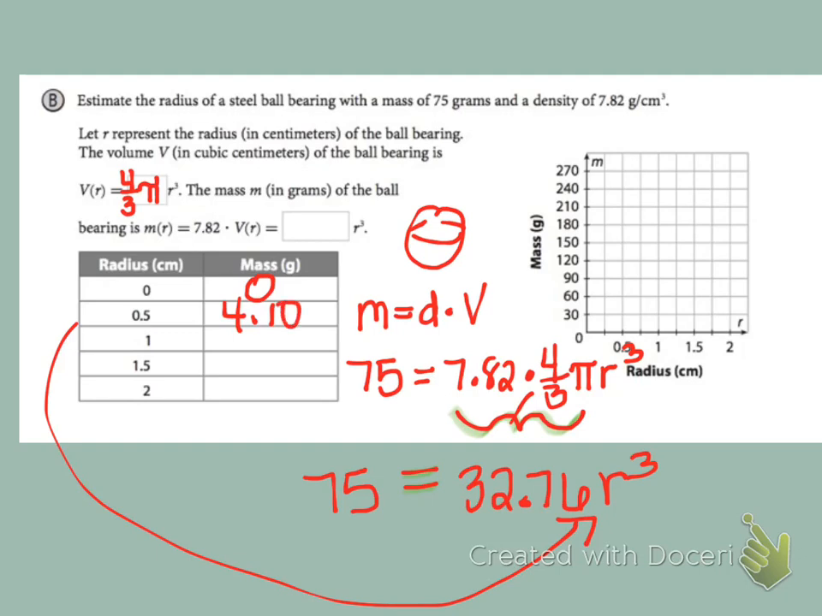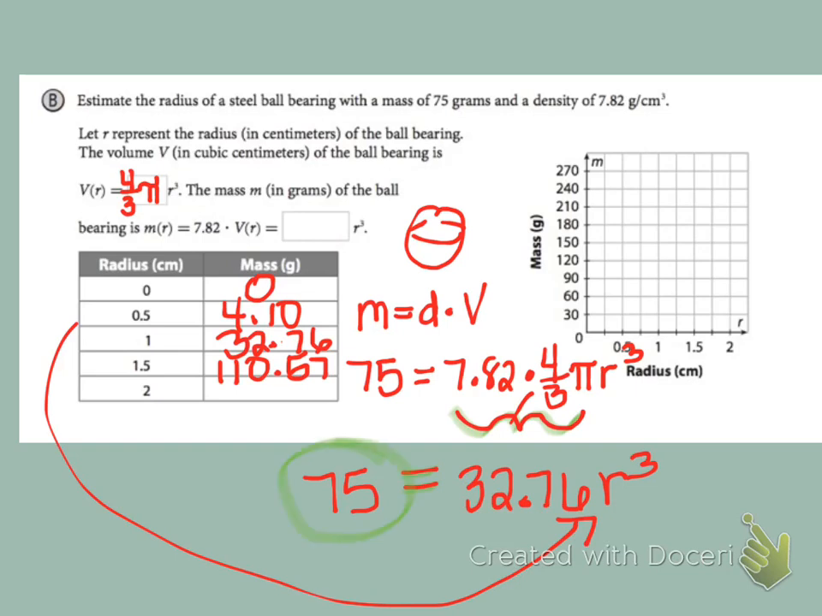When I substitute in 1, I get 32.76, obviously because 1 cubed is still 1. Multiply that by that, 32.76. If I substitute 1.5 in, I end up with 110.57, and I'm actually already past that 75, so if I wanted to stop, I could.